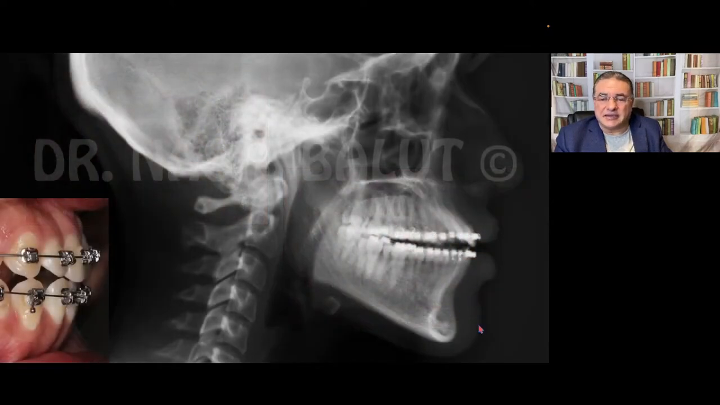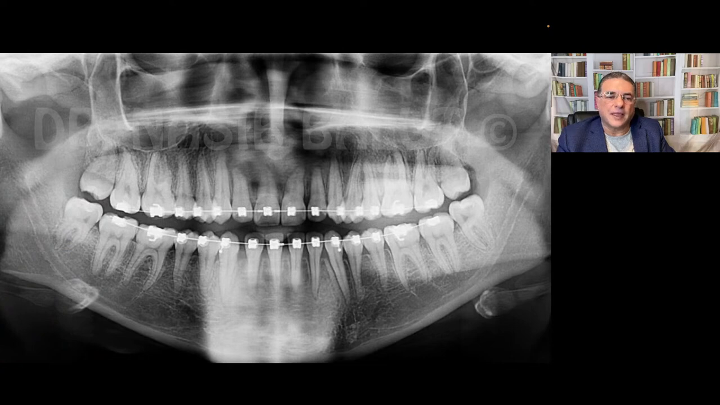So at the beginning, with the round wires, with the open coils, what is going to happen? Because I'm using a round wire, the tooth will be proclined and the bite will open a bit. I'm not worried about this. I will solve it with the rectangular arch wires.